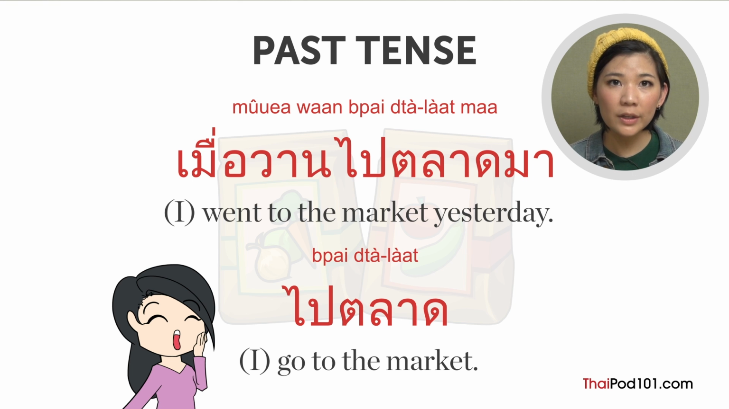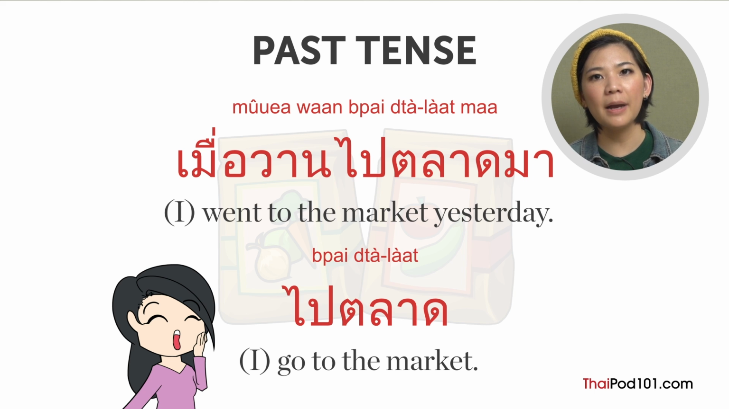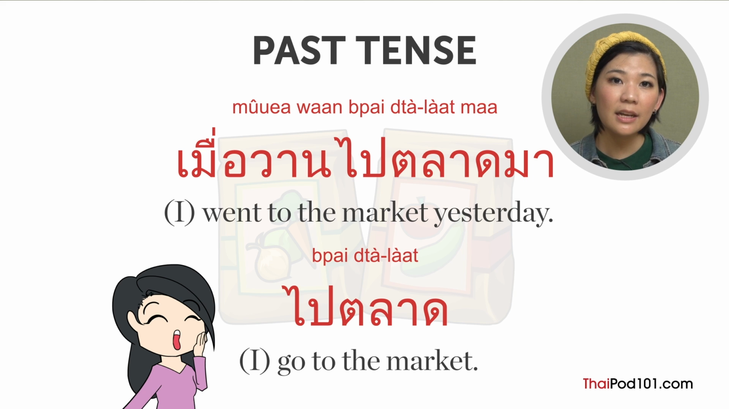So, if you want to tell someone you did something in the past, you can make sentences like you would with present tense, but add an adverb of time. This way, they will know you are talking about a past action.